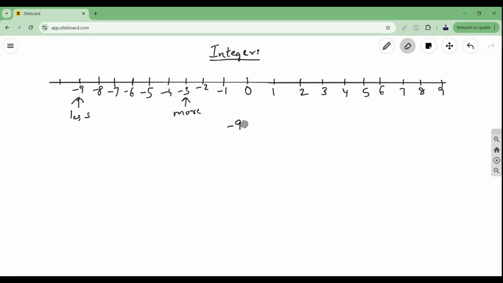Okay. Now, in this, all these numbers are called positive integers. And all the numbers starting from -1 are called negative integers. 0 is neither a positive number nor a negative number, but still it is an integer. Okay, I hope this is clear.